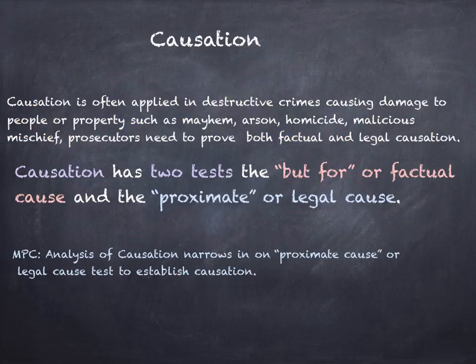Now, causation is often applied in destructive crimes. It's most often spoken of with respect to homicides, but it's also with mayhem, arson, malicious mischief. And prosecutors need to prove both factual and legal causation. Causation has a two-part test: the but-for or factual cause, and the proximate or legal cause. Now, the MPC analysis only uses the legal cause or the proximate cause test to establish causation. Another caveat here is that criminal law causation is similar to, but not the same in application as, torts. Criminal law is going to have a higher burden of proof.